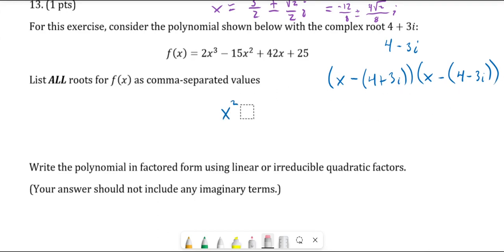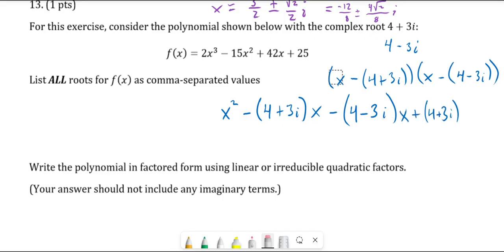Now, if I FOIL this out, I get x squared. My inner terms give me minus (4 plus 3i)x. My outer terms give me minus (4 minus 3i)x. And we want to multiply these last terms together. A negative times a negative is a positive, and (4 plus 3i) times (4 minus 3i) will be our final term here. Let's notice some simplifications that go on.